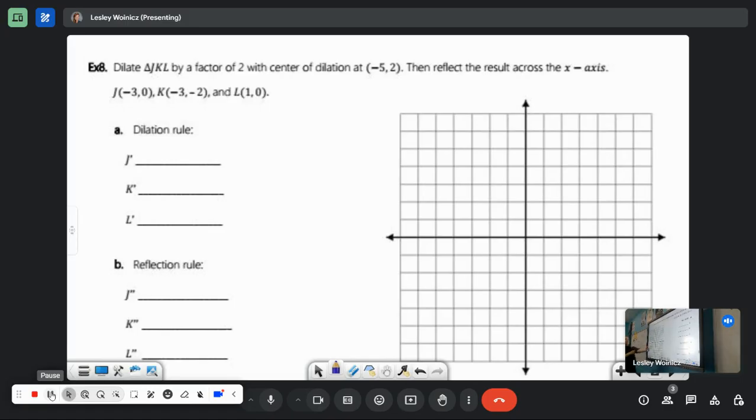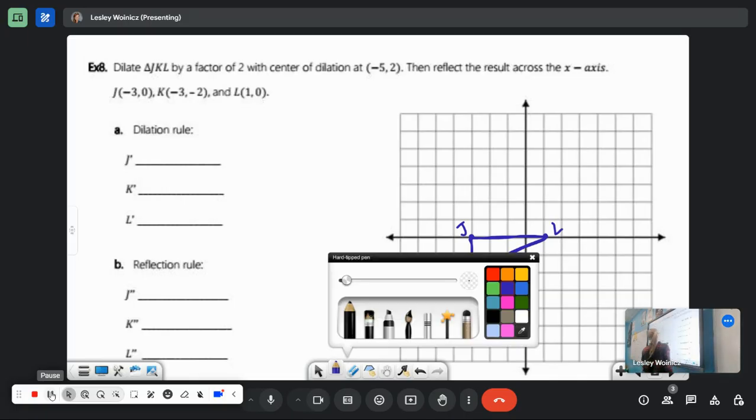Okay, J is -3, 0. K, -3, -2. L, 1, 0. Okay, I've got to dilate this triangle by a factor of 2 with the center of dilation at -5, -2.